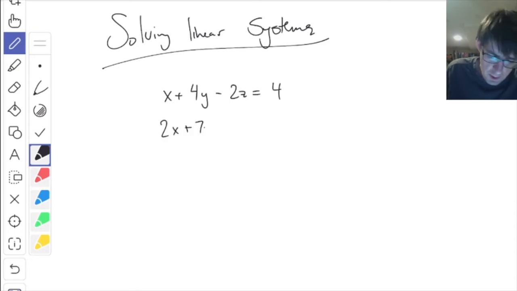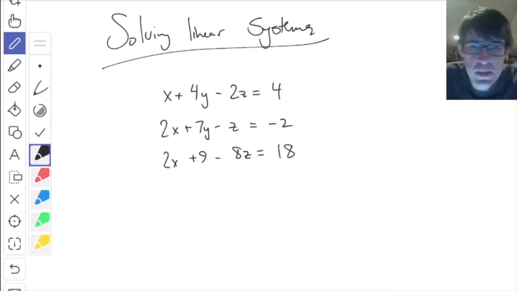2x plus 7y minus z equals -2. 2x plus y minus 8z equals 18. All right, this is a system of linear equations. And the general idea is you want to solve the system. What that means is find values for each of the three variables to make all the equations true.